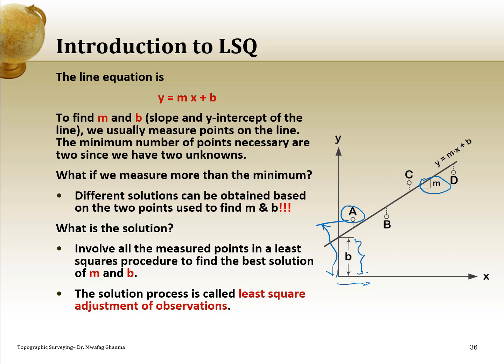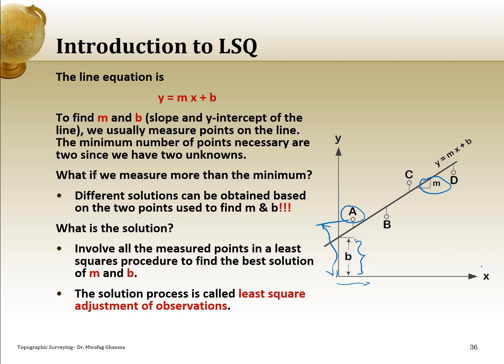A, B, C, and D, for example, 4 points, 5 points, 100 points on the line. What's going to happen is that if you choose any 2 points, you will get a solution. You will get different values for m and b. So which 2 points do you pick to use for finding m and b? This can be endless methods. All the points are measured and they have the same probability to happen.